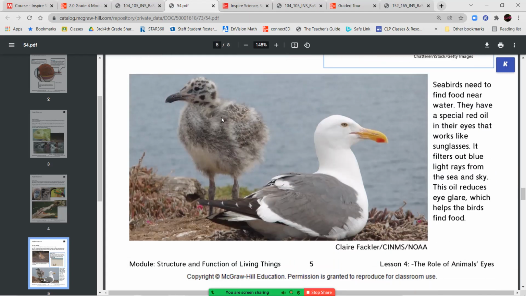Seabirds need to find food near water. They have a special red oil in their eyes that works like sunglasses. It filters out blue light rays from the sea and sky. The oil reduces eye glare, which helps birds find food.